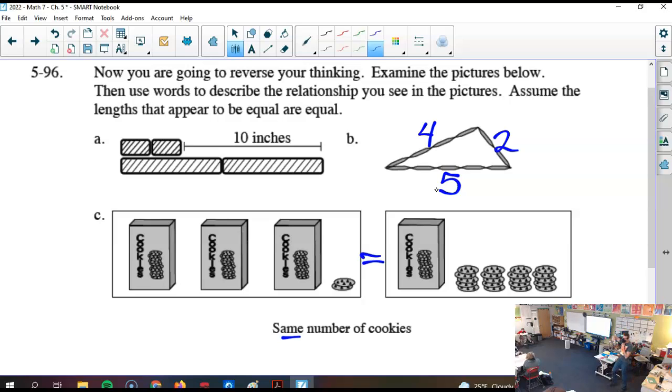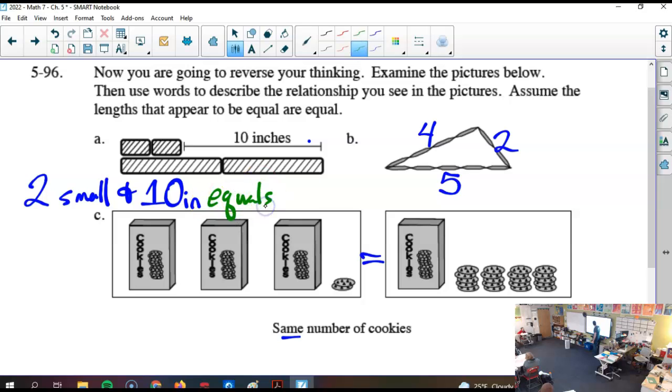So on top, I got how many small? 2 small and 10. These aren't thingies, these are inches. I mean, anything can be a measurement, but they tell us inches here. So we have 2 small and, which actually, if you want to use the and symbol, it looks a lot like a plus, so I kind of like the and symbol. 2 small and 10 inches is equal to, or you could just say equals, 2 big.